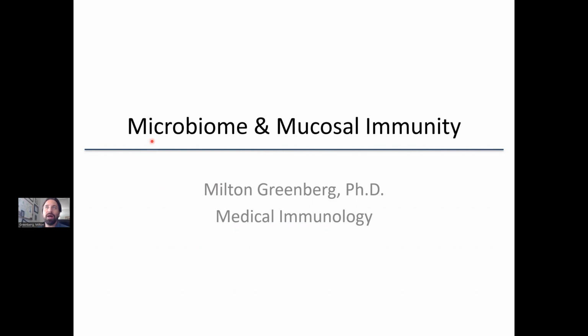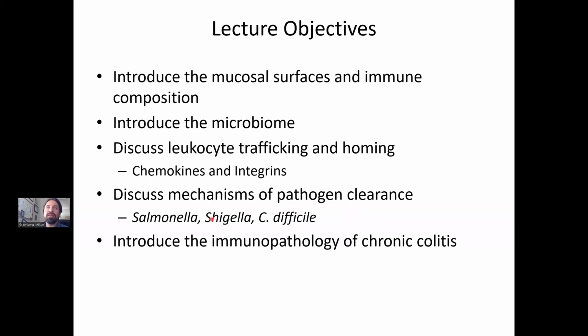Welcome to Microbiome and Mucosal Immunity, the next lecture in our medical immunology course. Today we will introduce the mucosal surfaces and the immune composition. We'll discuss and introduce the microbiome in the context of immunology. We'll discuss leukocyte trafficking and homing, specifically focusing on chemokines and integrins. And we'll discuss different mechanisms of pathogen clearance. And we'll introduce the immunopathology of chronic colitis.